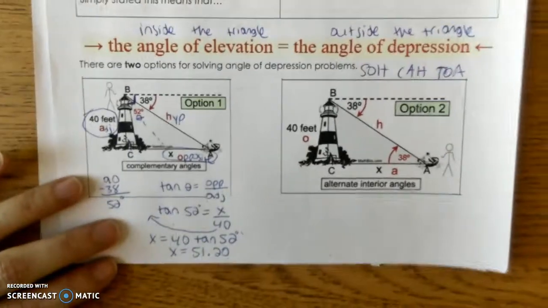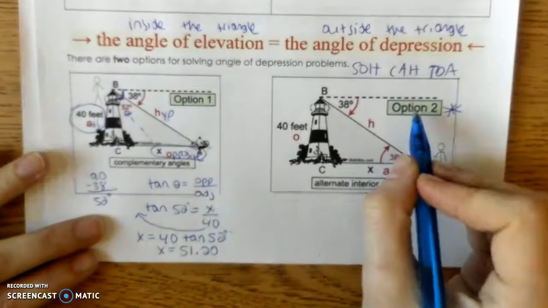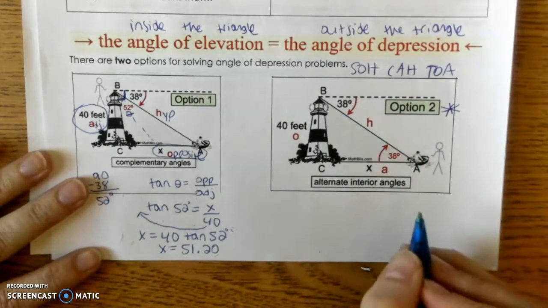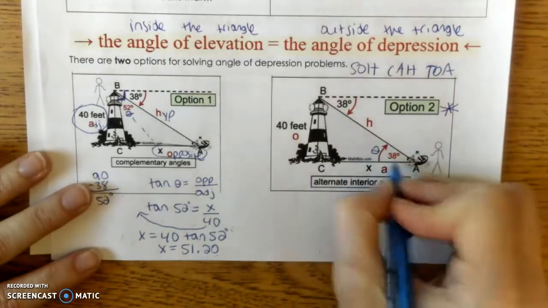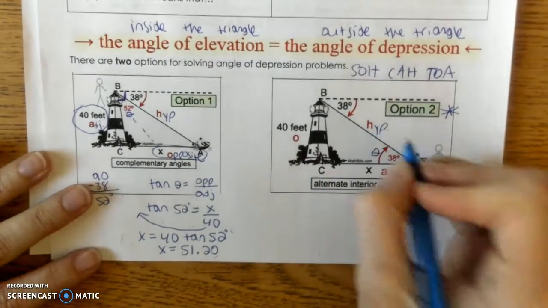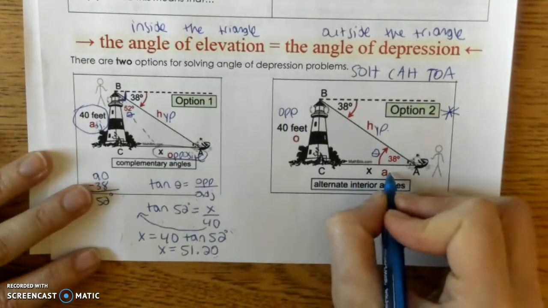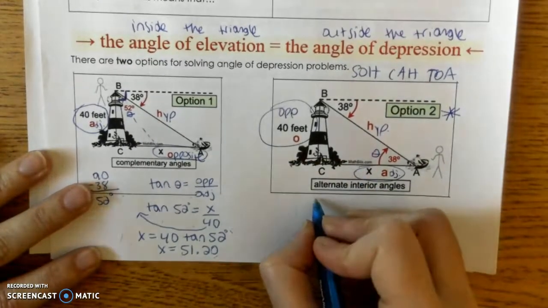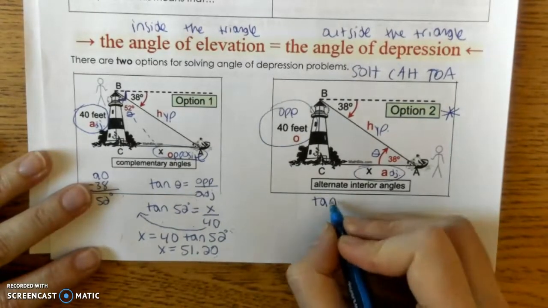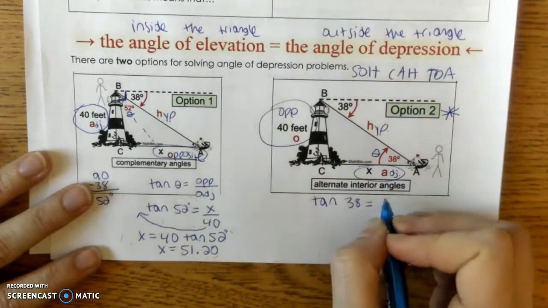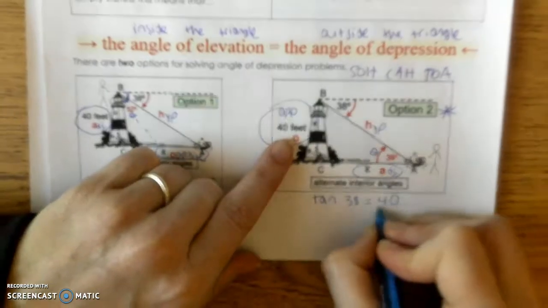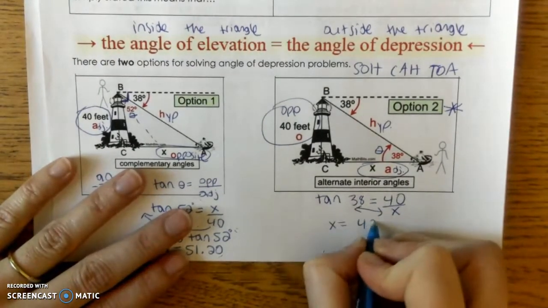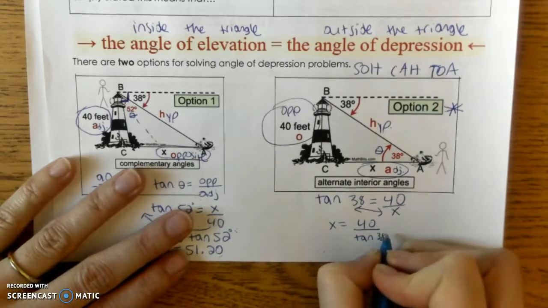So I personally prefer option 2 because it's just easier to me. Option 2 is I know these are alternate interior angles. So if this is 38, then this has to be 38 as well. So now this is my theta. I've got my hypotenuse, my opposite, and my adjacent. I'm still going to circle opposite and adjacent, and I'm still going to use tangent. But this time it's going to be tangent of 38 is equal to 40 over x. So this time my x is on the bottom, which is no big deal because we just switch it. So x is equal to 40 over tangent 38.